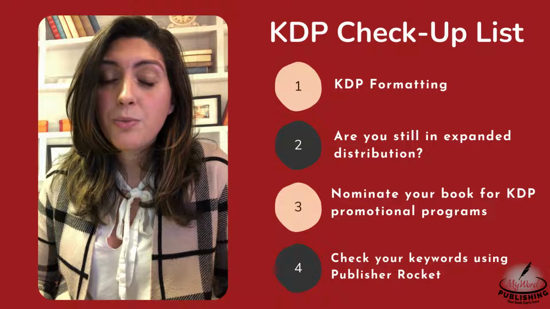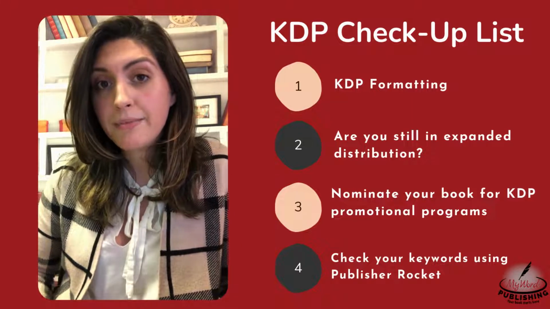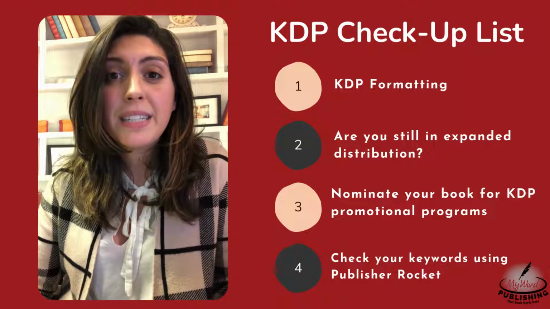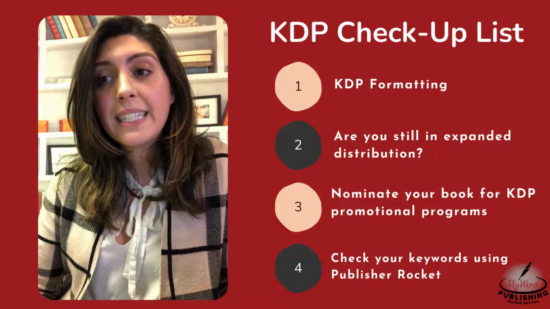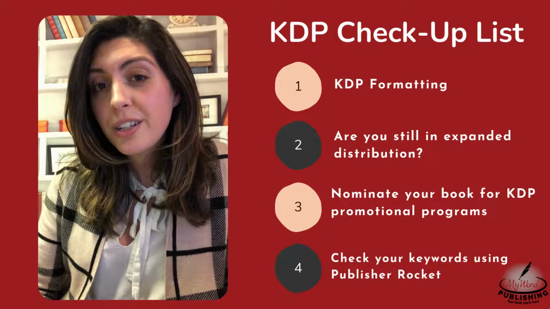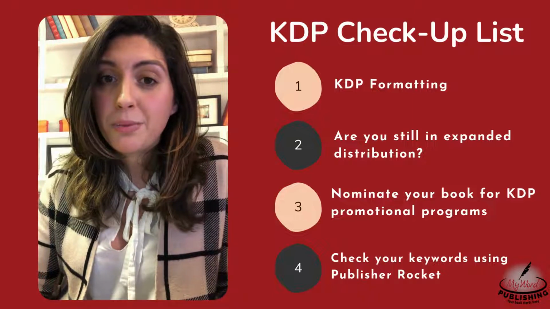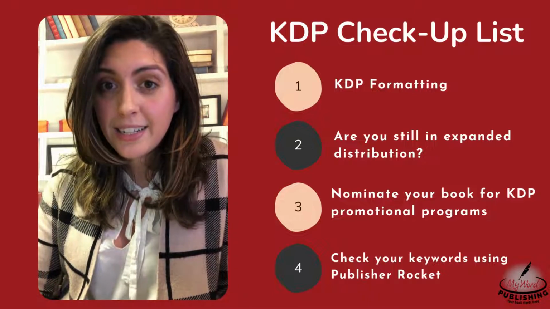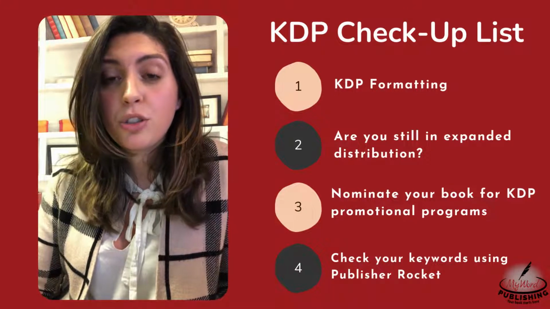So some things we want you to review and look at are, one, the KDP formatting. So when we mention this, that means the product description page for your book. The second is expanded distribution. Are you still in expanded distribution? It's really just a click of a button, and if it doesn't work, that means we need to contact Amazon and get it done.